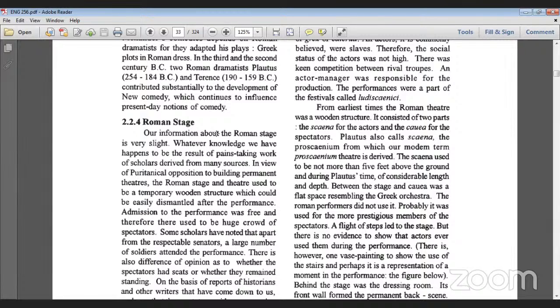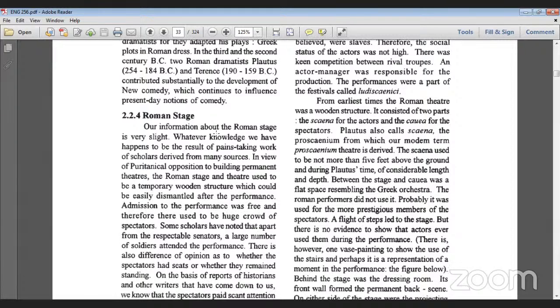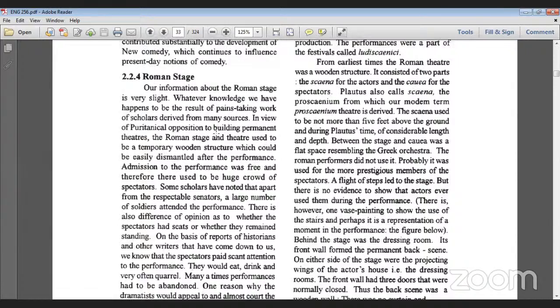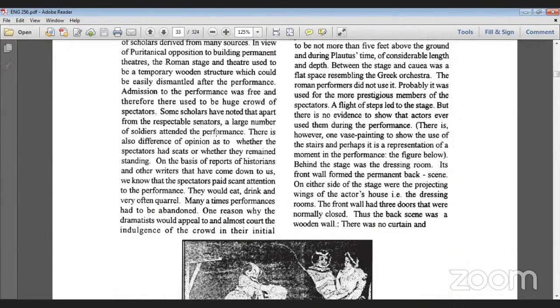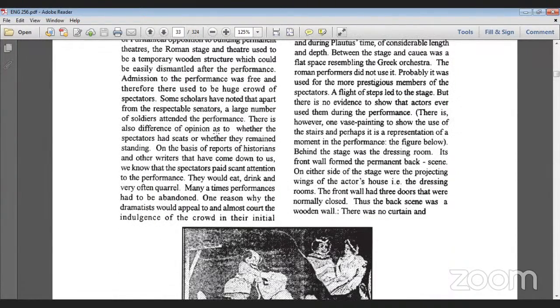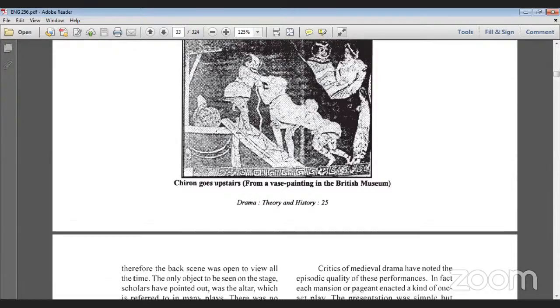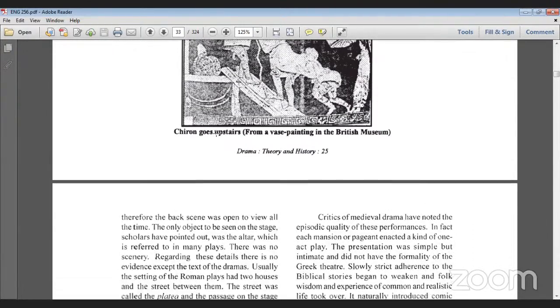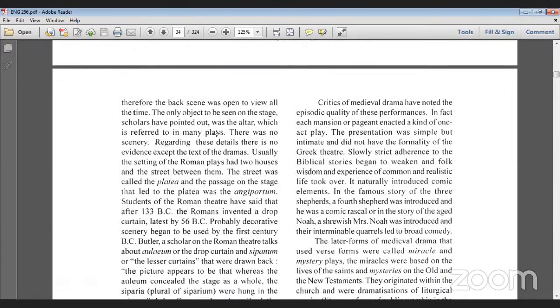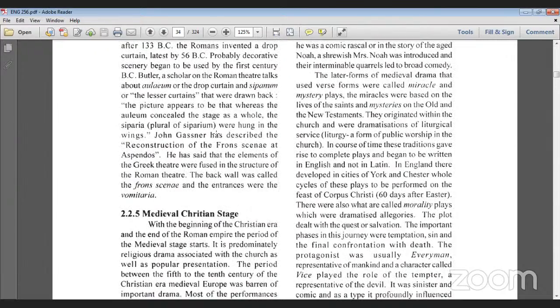Then you can take again the next morning the Roman stage. Then one evening again, 2-3 stages are there. You can read it. Don't make haste and chaos. Otherwise, you will not be able to answer or understand the exact pattern of these stages. Okay? You have to read that on your own.